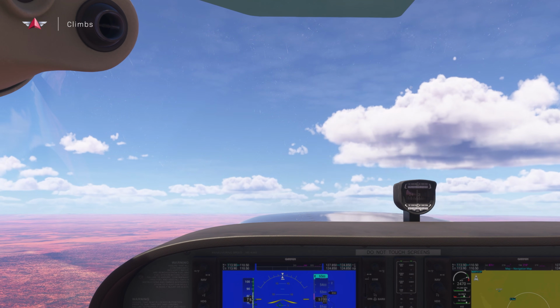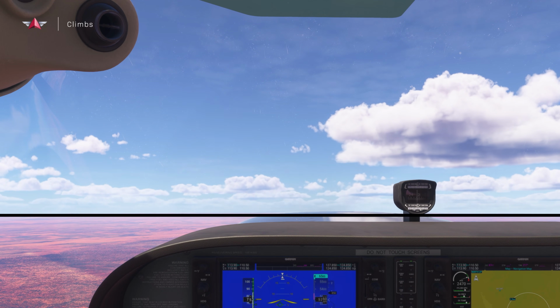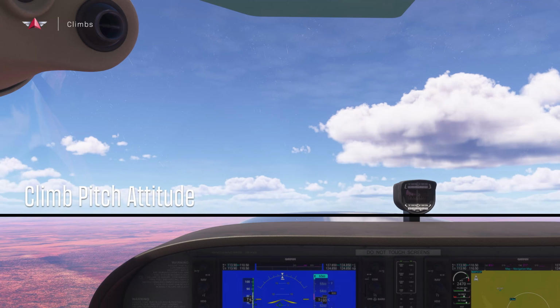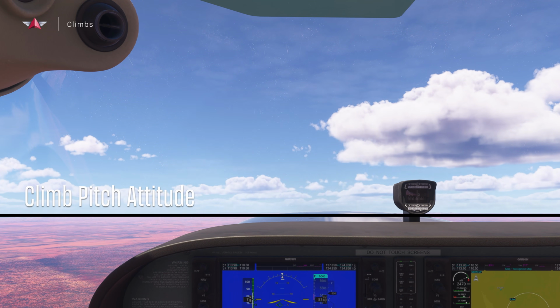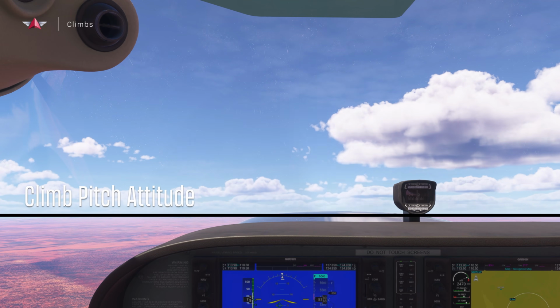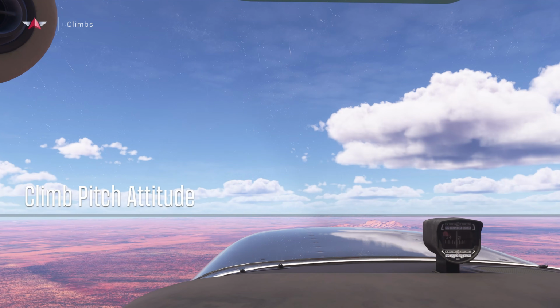Now, as always, we want to be eyes outside as much as possible. Having now confirmed that we're flying at VY, look back outside, focusing on maintaining our pitch attitude here. Now we can settle into the climb and really take in all the views.